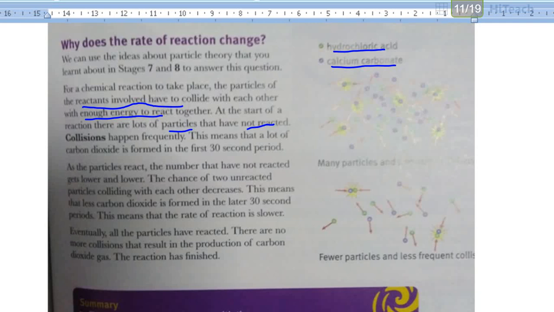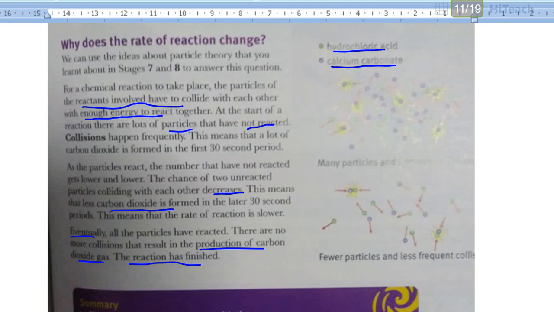So as the particles react, the number that have not reacted gets lower and lower. So the chance of two unreacted particles colliding with each other decreases, which means less carbon dioxide is formed and the reaction slows down. At the end, eventually, all the particles have reacted. There are no more collisions that result in the production of carbon dioxide gas. Okay, so the reaction has finished.